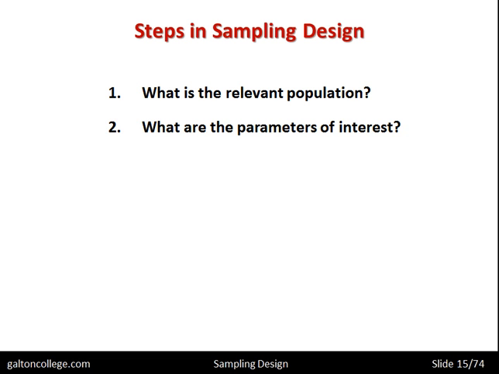Now, the steps in sampling design. Well, the first question to ask is, what is the relevant population? Because if we don't know what the relevant population is, we can't sample from it. So that's the most basic question. And what are the parameters of interest? If we know that the population is customers for a certain product, then what are the parameters we're interested in?